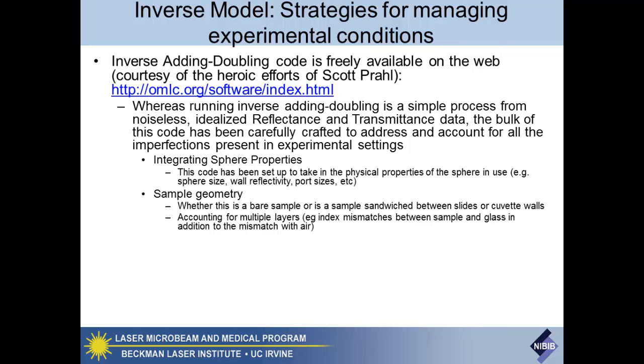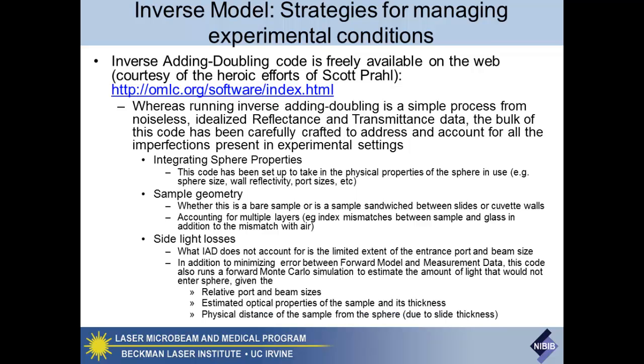He also has code that will deal with the sample geometry. If it is a bare sample, then you have boundary mismatches between your sample and air. Is it sandwiched between glass? Then you would have to account for the index of refraction of glass, what the difference is relative to the sample, and so on and so forth. He's already incorporated that into the code and taken care of that for you.